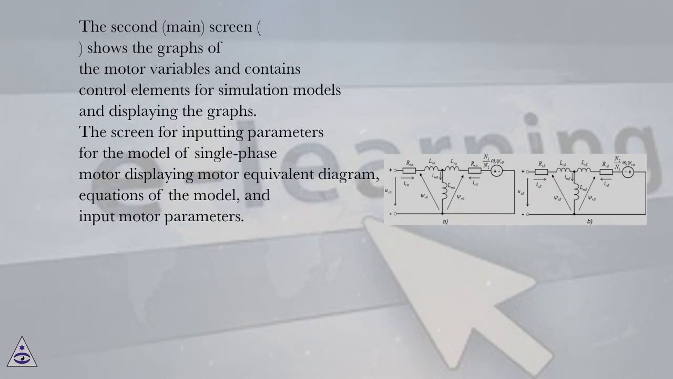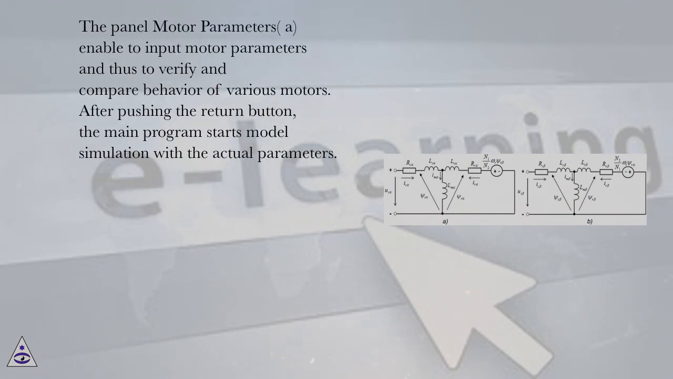The second, main, screen shows the graphs of the motor variables and contains control elements for simulation models and displaying the graphs. The screen for inputting parameters for the model of single-phase motor displays the motor equivalent diagram, equations of the model, and input motor parameters. The panel motor parameters, A, enables inputting motor parameters and thus verifying and comparing the behavior of various motors. After pushing the return button, the main program starts model simulation with the actual parameters.